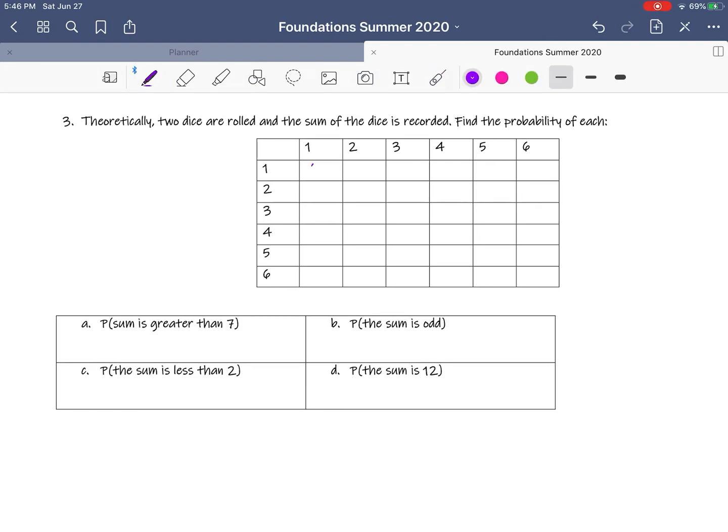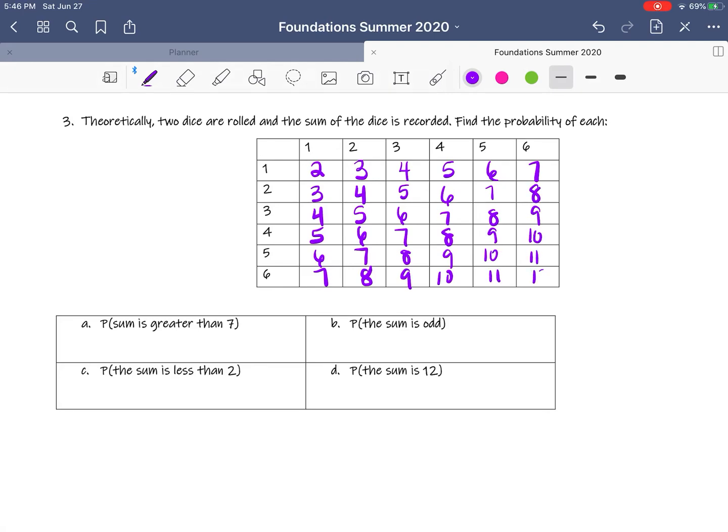1 plus 1 is 2, 1 plus 2 is 3, 4, 5, 6, 7. 2 plus 1 is 3, 4, 5, 6, 7, 8. 3 plus 1 is 4. You kind of see a pattern here. 8, 9. 4 plus 1 is 5, 6, 7. 6, 7, 8, 9, 10. 7, 8, 9, 10, 11. 8, 9, 10, 11, 12.